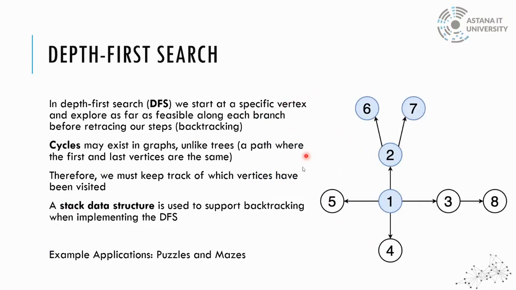To implement the DFS algorithm, we need to use the stack data structure. That is used for implementing the backtracking. So an example of DFS usage is puzzles or maybe mazes and so on, when you have only one solution, like whether you have an exit from the maze and so on.